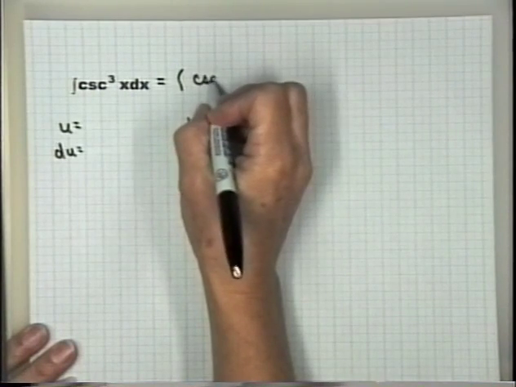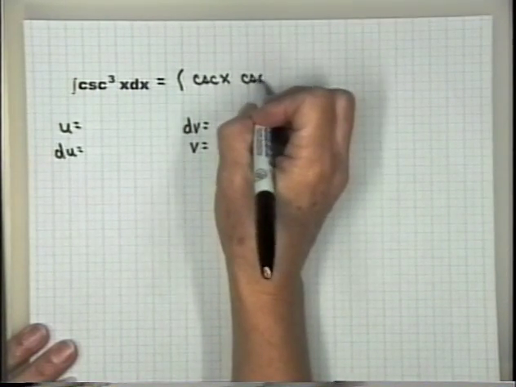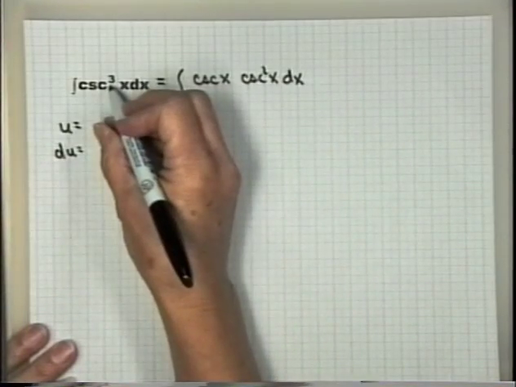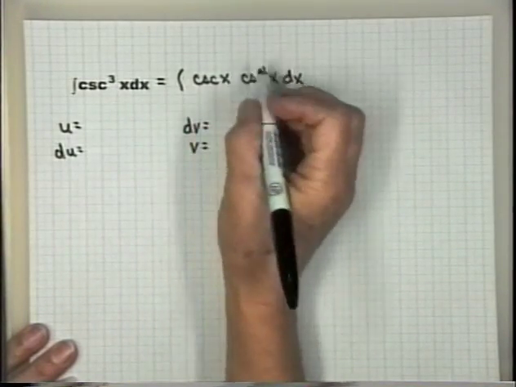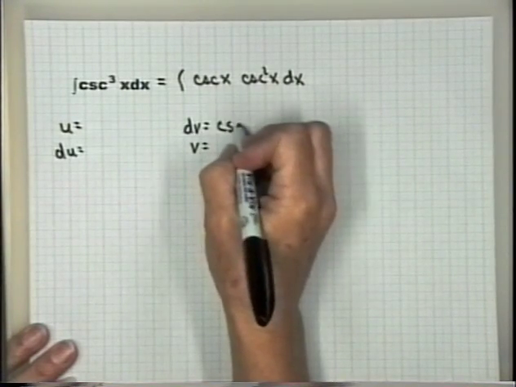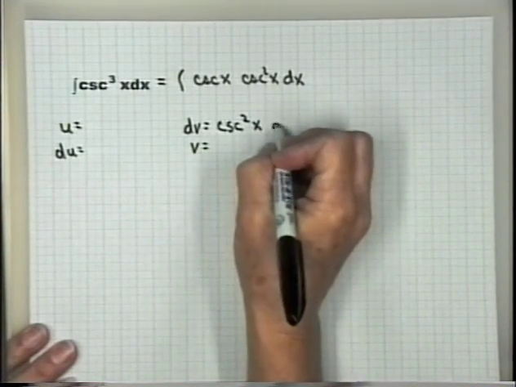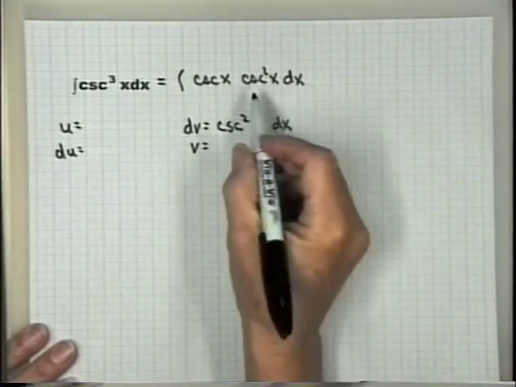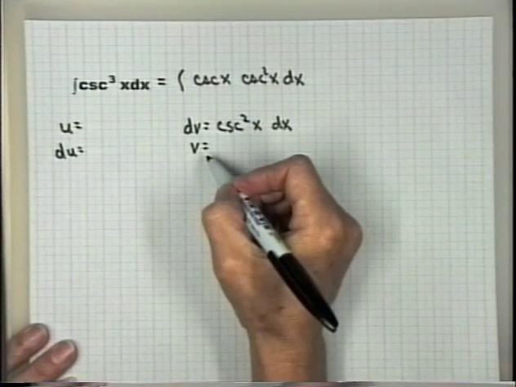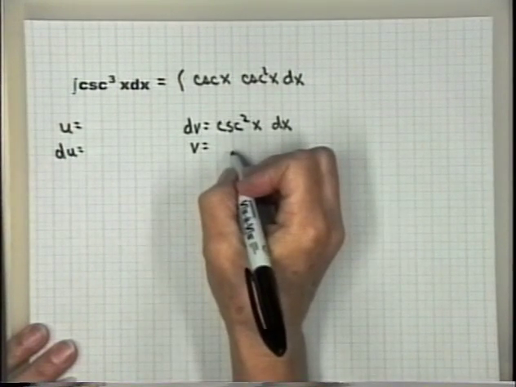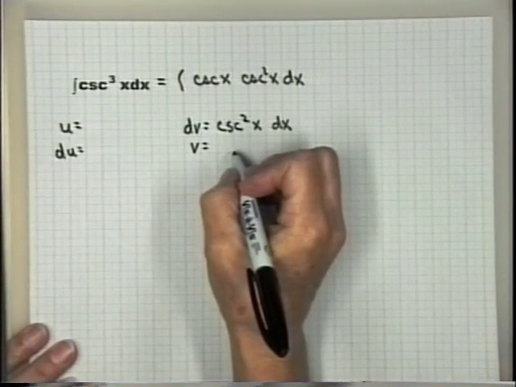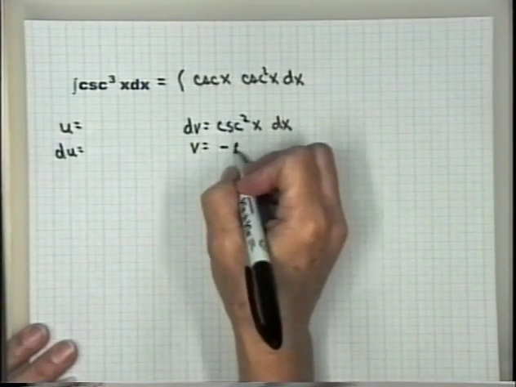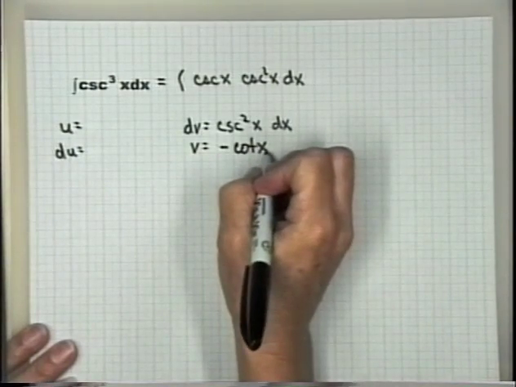I'm going to write this as cosecant x times cosecant squared x dx. That's still cosecant cubed. The reason I'm choosing to do this is because I know the antiderivative of cosecant squared x. Now that's as complicated as I can get and still find v. Remember, the derivative of cotangent x is negative cosecant squared x, so the antiderivative of cosecant squared will be negative cotangent x.